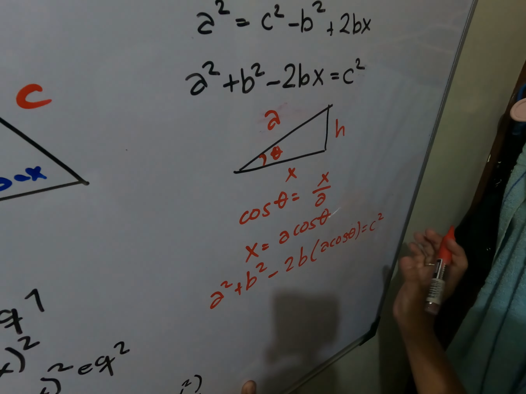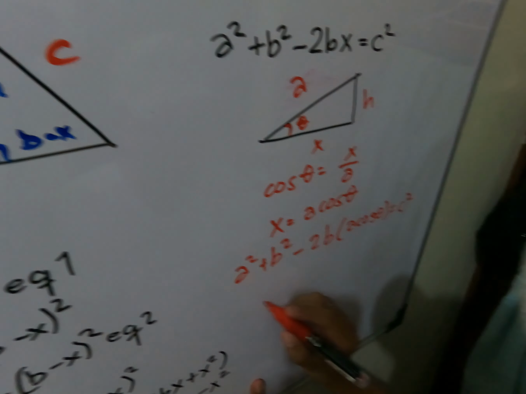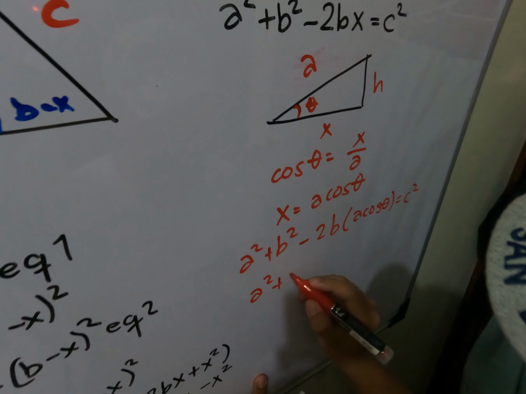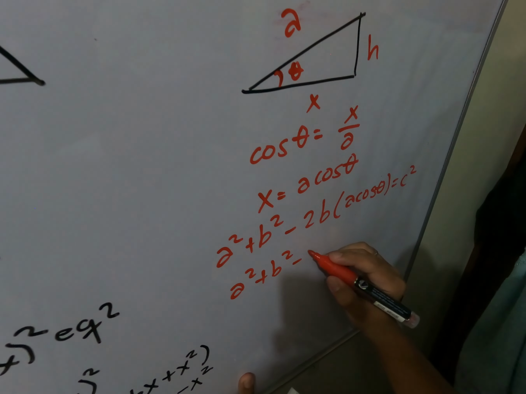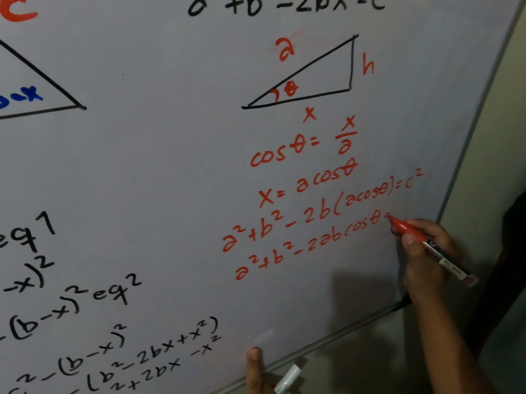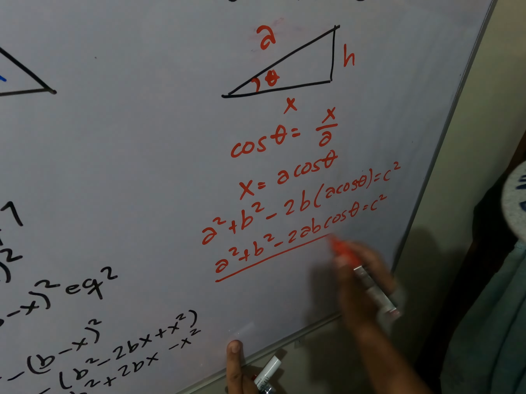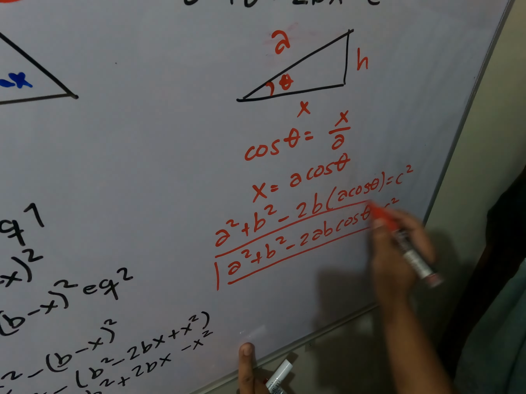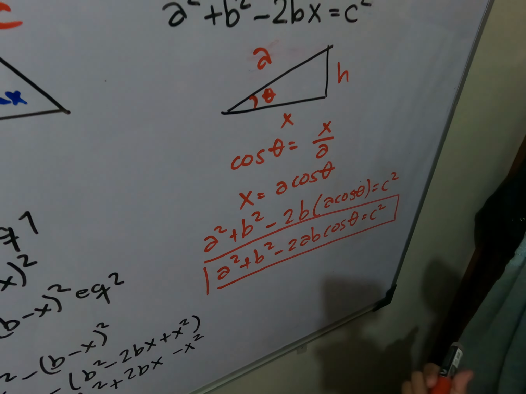So we will rewrite this equation. We will now have a squared plus b squared minus 2ab cosine of theta equals c squared. So there, we now prove the law of cosine.